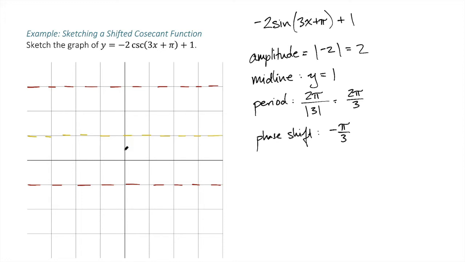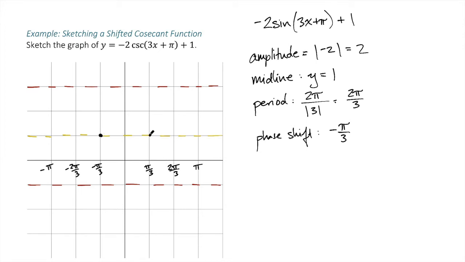Okay, for sine, my starting point is going to be at my phase shift. I'm going to make each box here pi over 3. So this is -pi over 3, -2 pi over 3, -pi, and so on. So at -pi over 3, I will be on the midline. For the sine function, at your phase shift, you will be on the midline. I know that my period is 2 pi over 3, so I move 2 pi over 3. That's going to give me an ending point of 1 cycle.